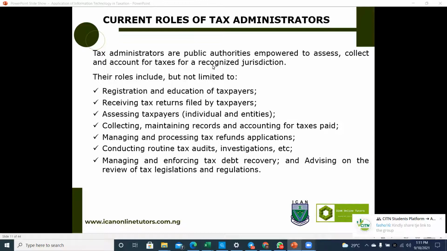They manage and process tax refund applications. They conduct routine tax audits and investigations. They manage and enforce tax debt recovery and advise on the review of tax legislations and regulations.